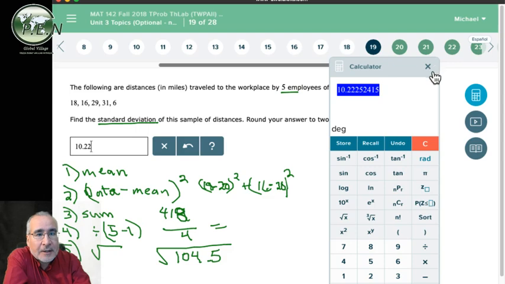Be prepared to do it. It's messy, it's tedious, but just remember the steps. Find the mean, subtract the mean from each of the data values, square it, add all that together, divide by 1 less than the number that you have, and then take the square root.